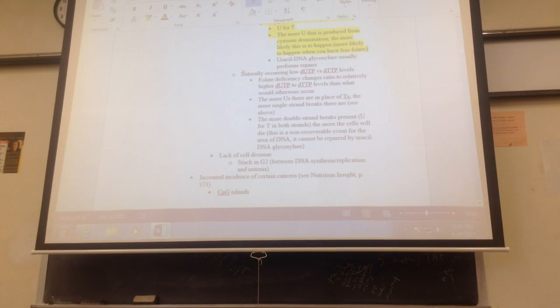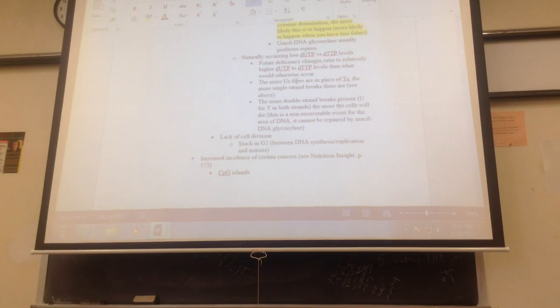In the nucleus. Low uracil levels. Forget that DTP thing, I don't care. Just notice the U. Relatively speaking, we have a lot of T and not a lot of U. Folate deficiency changes the ratio to relatively higher U to T than would otherwise occur. The more U's there are in place of T's, the more single-strand breaks there are.